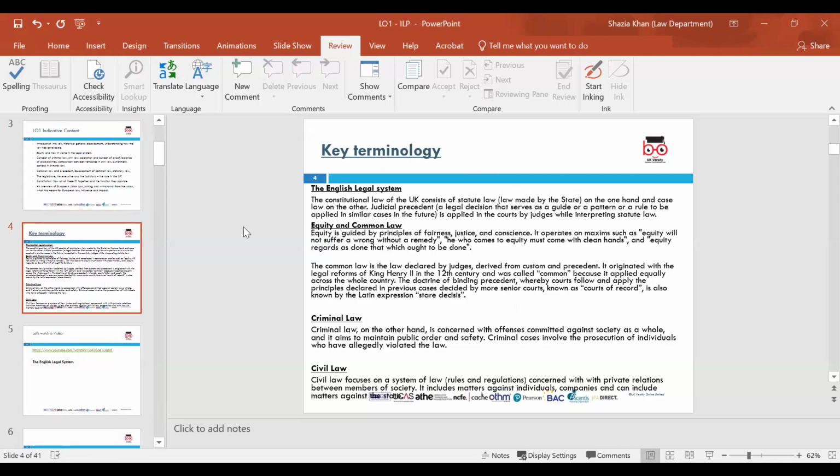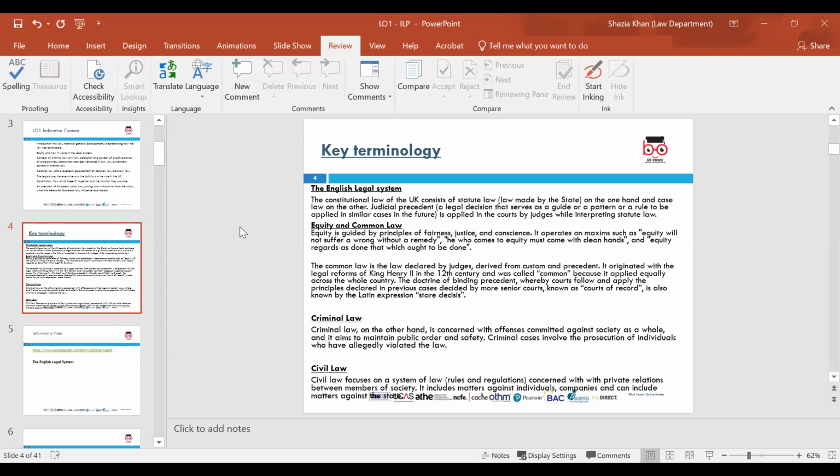So the key terminology, the English legal system consists of things like statutes, we have common law, we have equity, and we relied on these historically, so it was developed over time. Equity was the principle of being fair, and then you've got common law, which was declared by judges, but derived by precedent. Precedent means case law. We relied on that historically in the 12th century, and then equity came about because there was only one remedy available in common law.